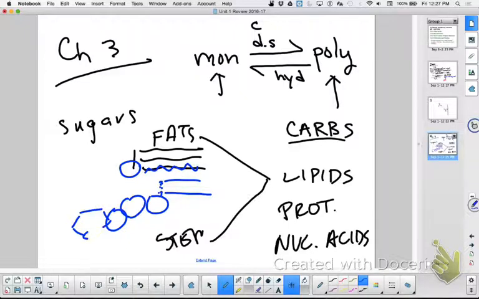And we talked about an example of a steroid would be a hormone, a chemical messenger in our body. Okay, then we talked about proteins. What are proteins built out of? Amino acids. Do you know the structure of an amino acid? What are some things all amino acids have in common?